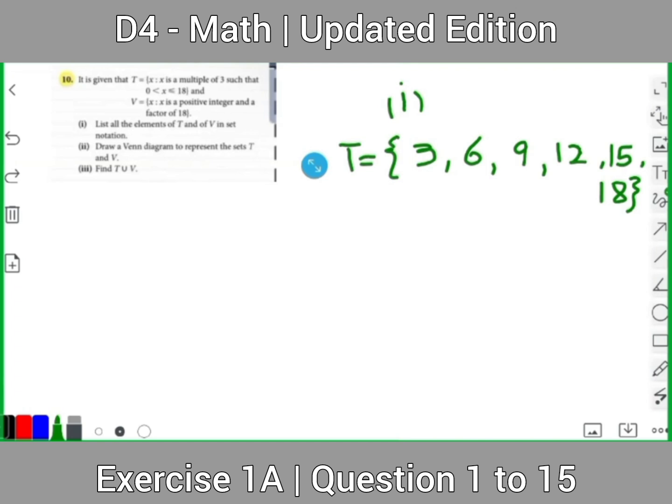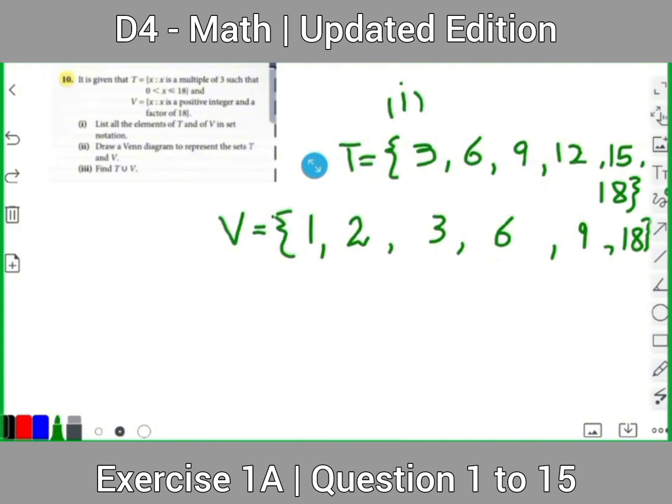Now for the set V, we have two conditions. X is a positive integer and a factor of 18. So the set V will be the factors of 18. We have discussed in the previous question what factors are. We just need to remember again that all the possible products of any two numbers are called factors. So 1 times 18 gives us 18. 2 times 9 gives us 18. And 3 times 6 also gives us 18. And these are all the possible factors of 18.